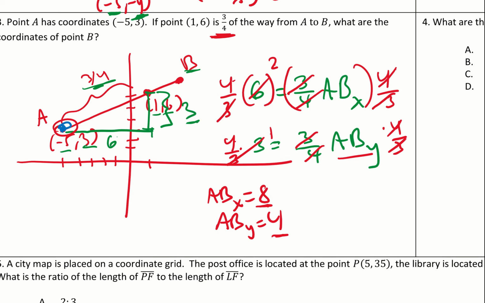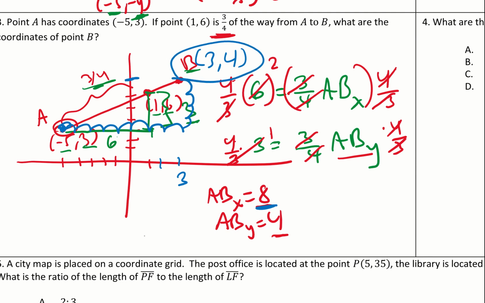Let's see here. So you're going to go 8 spaces to the right. So let's do that. 1, 2, 3, 4, 5, 6, 7, 8. So that's an x coordinate of 3 there. And then you're going to go 4 spaces up. 1, 2, 3, 4. That's actually a pretty good approximation that I did with B. And so there you go. B is going to be 3, 4. Okay, so that's a tougher type of problem because of this equation setup with the 3/4 and all that.